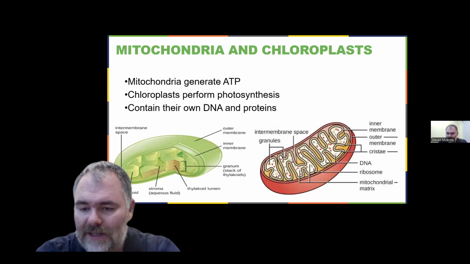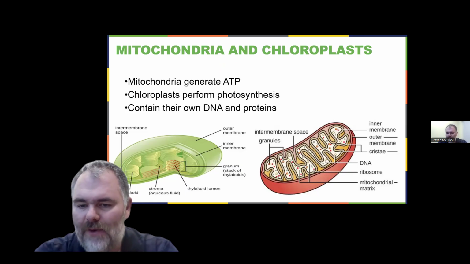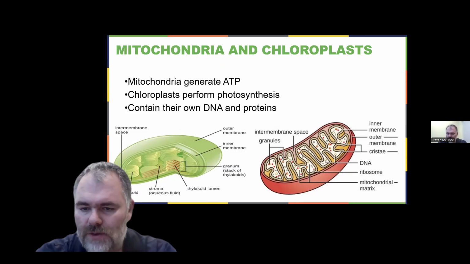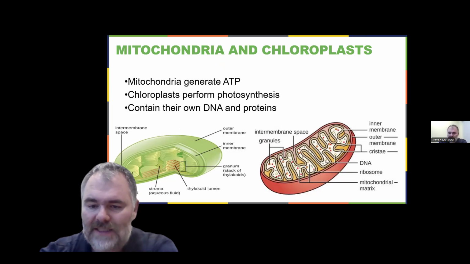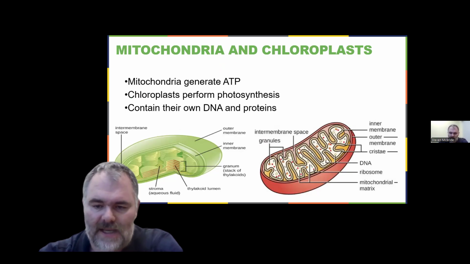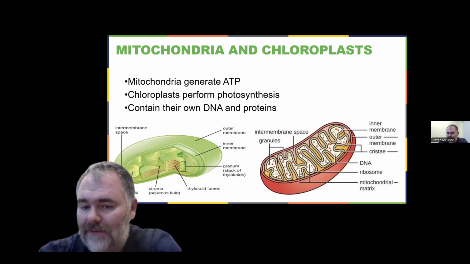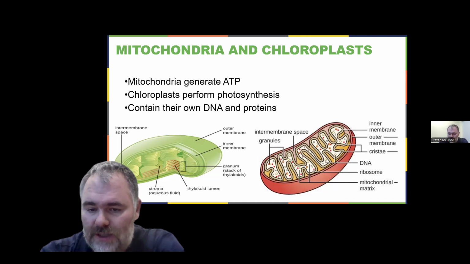As you look at the mitochondrion on the right side of this slide, notice the highly folded inner membrane. These folds, called cristae, increase surface area for the reactions involved in ATP production. Chloroplasts, shown on the left, are found in plants and algae and perform photosynthesis. They capture light energy and convert it into chemical energy stored in sugars.